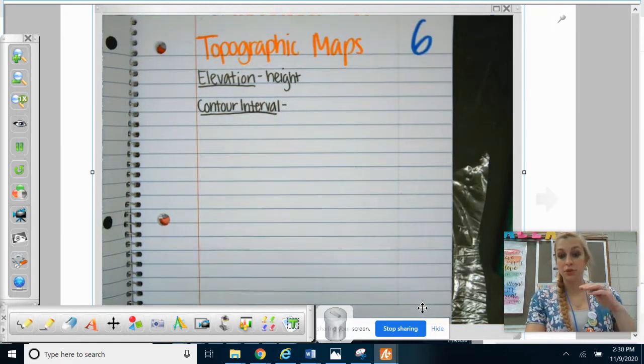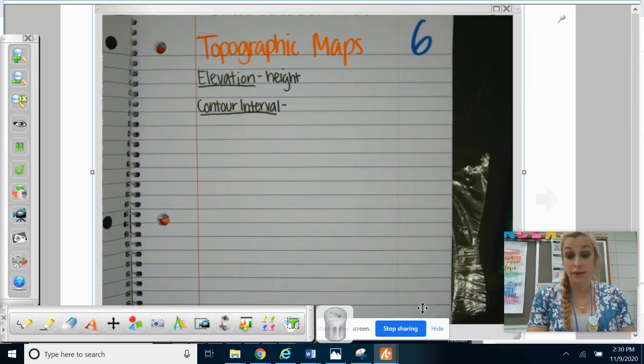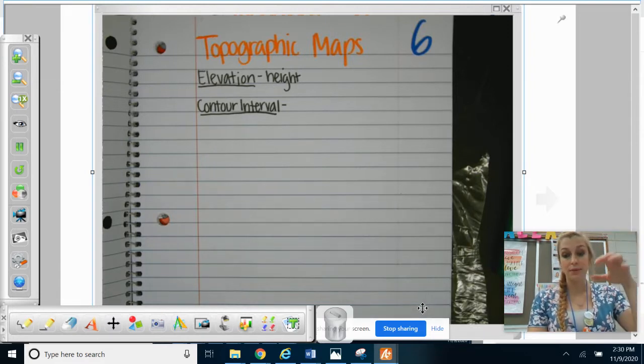So a topographic map shows height or elevation of landscapes. So if we're looking at a topographic map of the US, we're going to see a bunch of lines, but we're going to know that those lines are showing us elevation. Topographic maps are also taken from a top-down view.